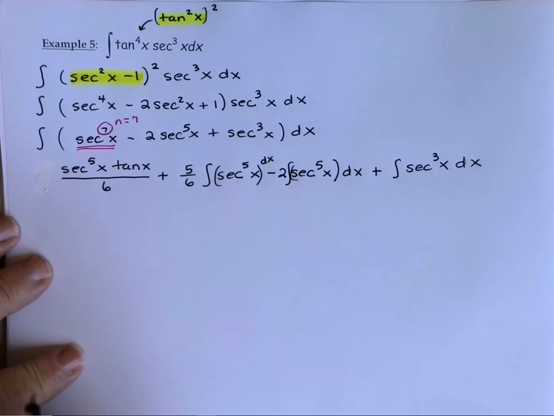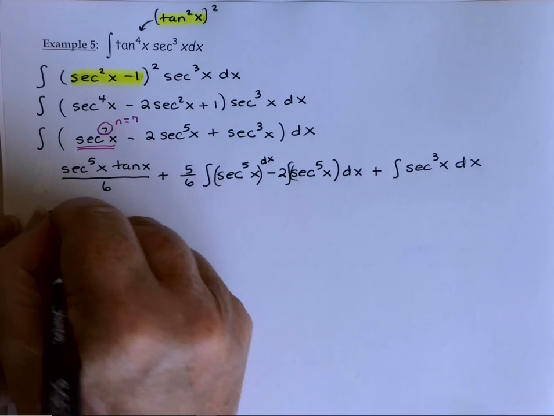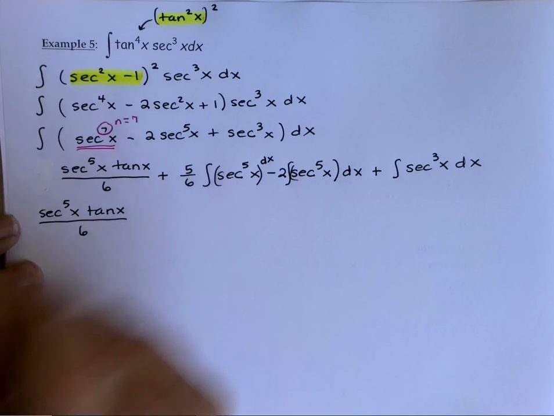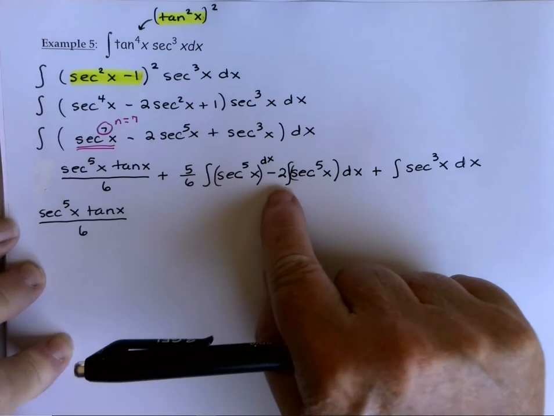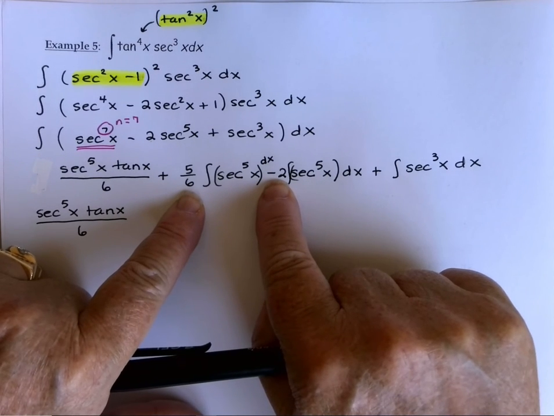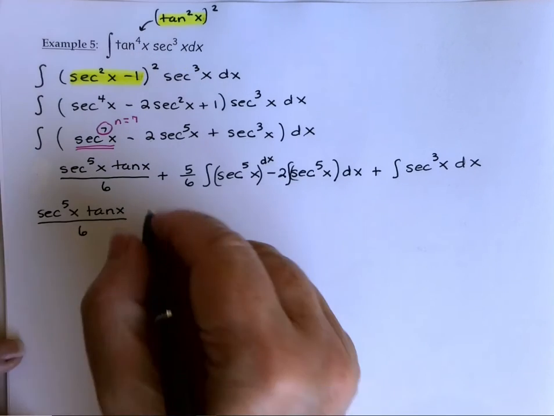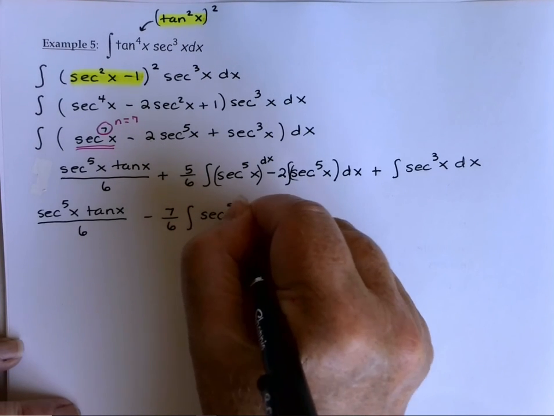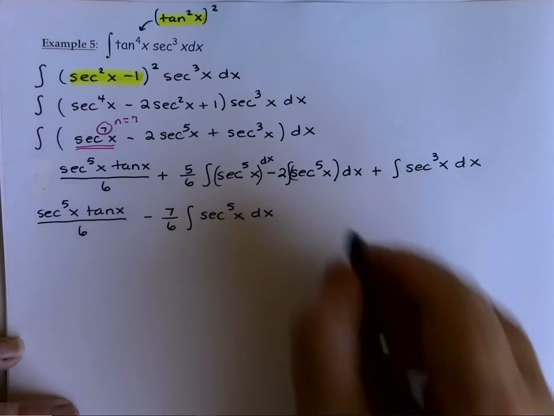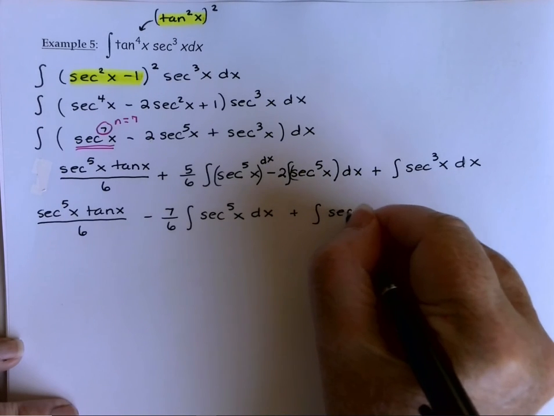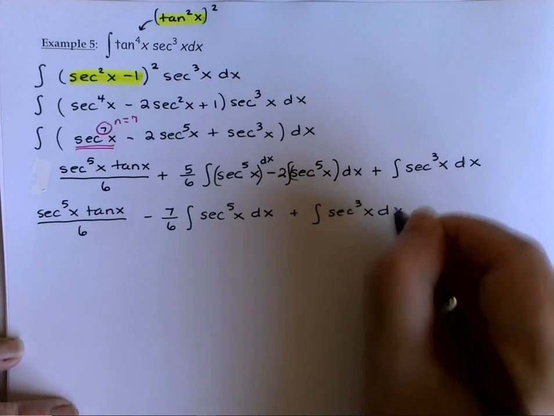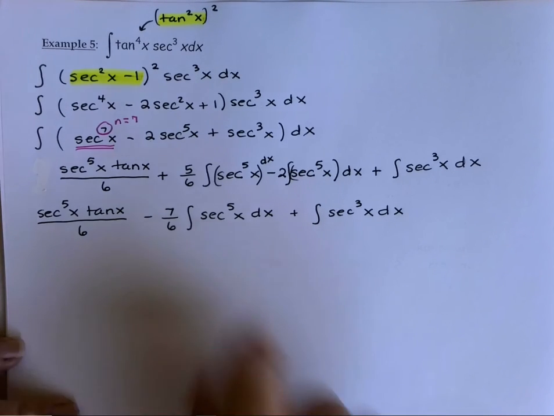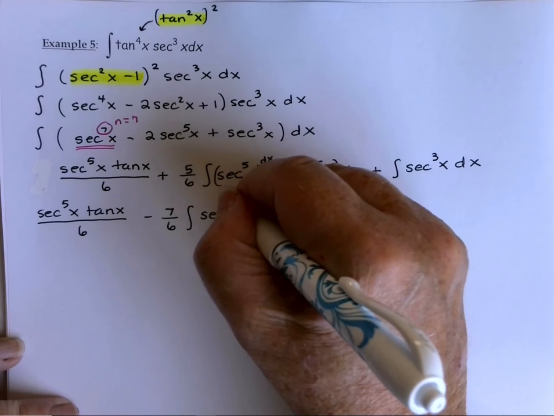All right. So let's see what we've got. We've got secant to the 5th of x, tangent of x, over 6. And then the 5/6 minus 2 would be a negative 7/6 integral of secant to the 5th x dx, plus our integral of secant cubed x dx. All right, next I'm going to use our reduction formula again. This time we have an n of 5.